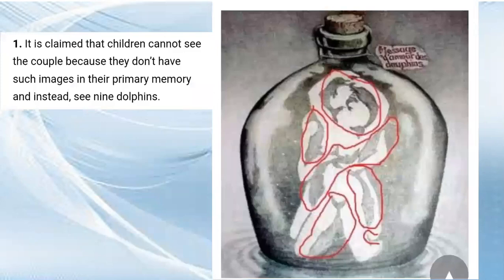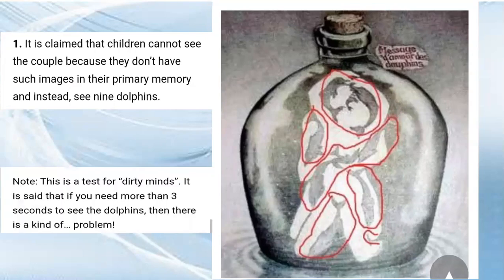Kung napapansin natin yung mga nasa may mga bilog, it is claimed that children cannot see the couple because they don't have such images in their primary memory and instead see nine dolphins. And may mga bilog dyan po. This is a test for dirty minds. It is said that if you need more than 3 seconds to see the dolphins, then there is a kind of a problem.